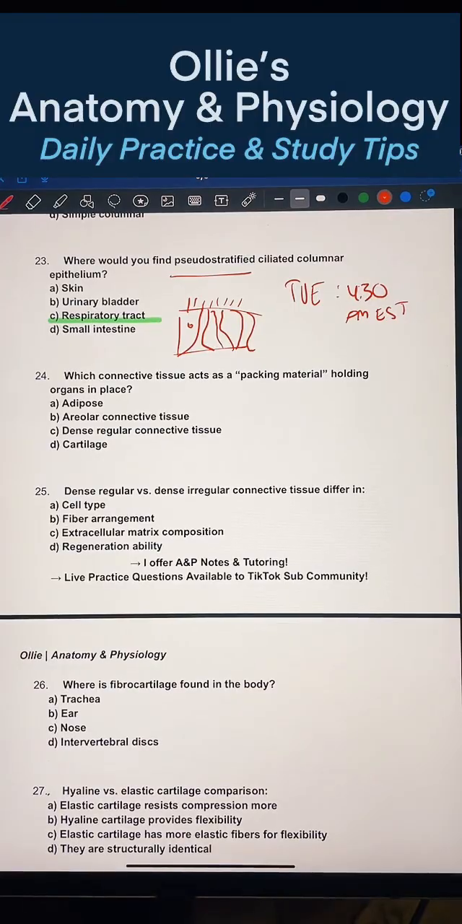Number 24, which connective tissue type acts as packing material, holding organs in place? Packing material. It's your packing peanuts, basically. Essentially. A, B, C, or D? What do you guys think for this one?